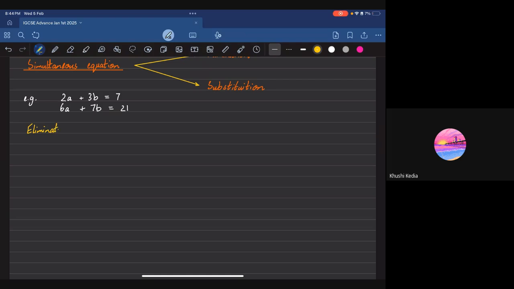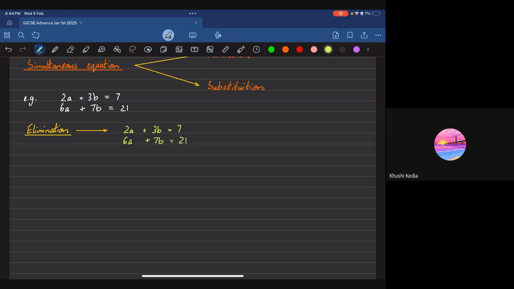Now, when you're using elimination to solve a simultaneous equation, you're trying to eliminate one variable from one equation or each equation. How are you going to do that? I'm going to first write down my equation. So my equations are 2a plus 3b, 6a plus 7b is equal to 21.